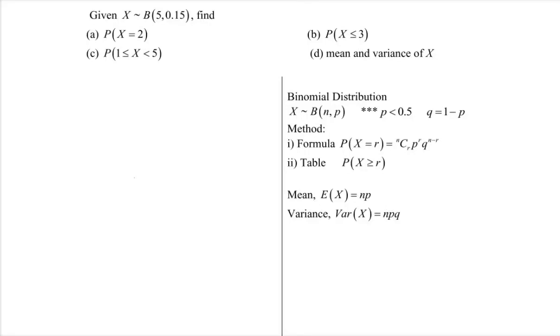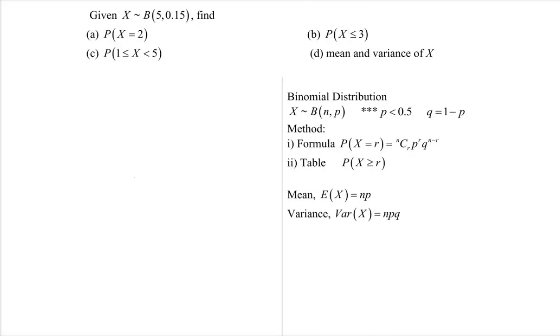Hello everyone, in this video I'm going to discuss an example for the binomial distribution. Kindly refer to the question. Given that X is binomially distributed with n equal to 5 and the probability of success equal to 0.15. Find (a) the probability that X is equal to 2.